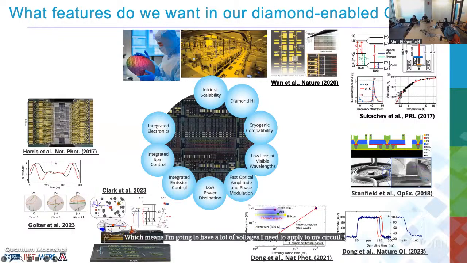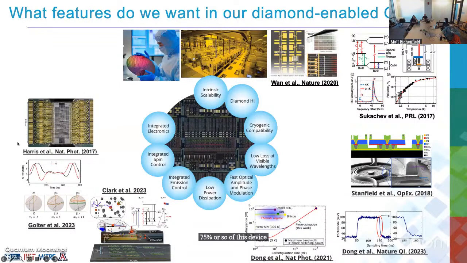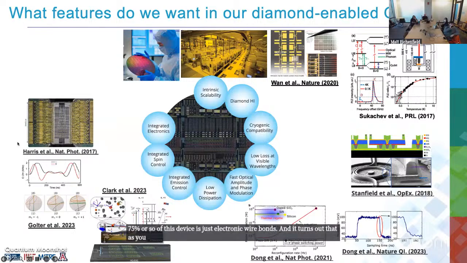Okay, now on the left is a very nice paper, again, out of Dirk England's group. This is a device that uses 128 optical switches, basically. There's 128 voltages applied to it. And you can see, here is the photonic part of the device. Here is the electronic wire bonds that control the device, okay, on either side. So roughly, 75% or so of this device is just electronic wire bonds. And it turns out that as you scale up the number of elements, that's going to happen on the interior, right? But the wire bonds all have to happen on the perimeter.